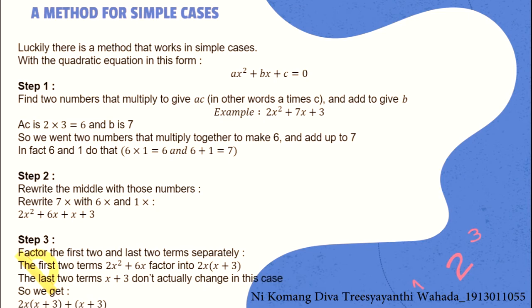The first two terms, 2x squared plus 6x, factor into 2x multiplied by x plus 3. The last two terms, x plus 3, don't actually change in this case, so we get 2x multiplied by x plus 3 plus x plus 3.